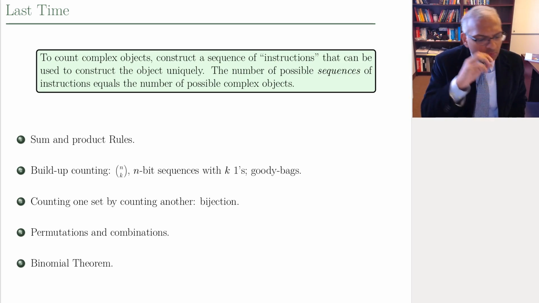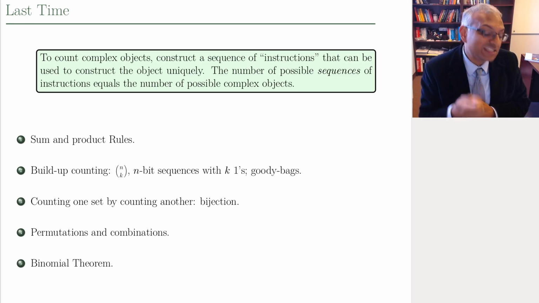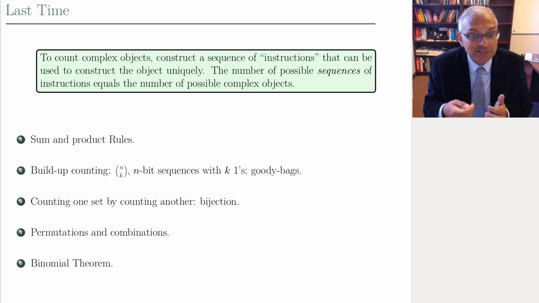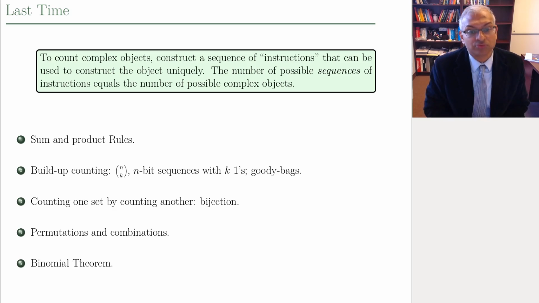We talked about build-up counting, where you build up to a complex problem by solving simpler counting problems. We talked about bijection counting, or one-to-one correspondence, where you can count one set by counting another set if you can establish a correspondence between those two sets.